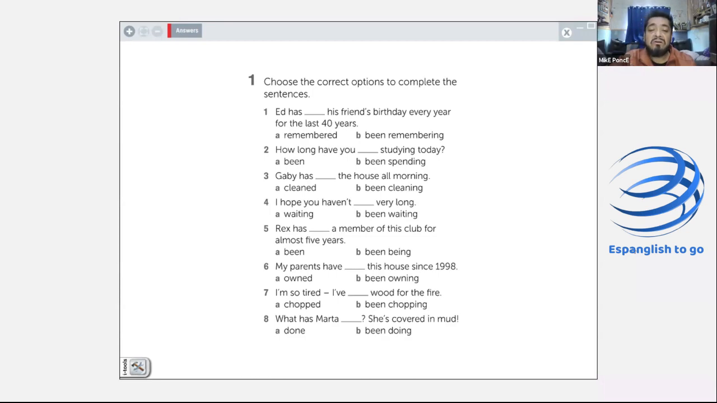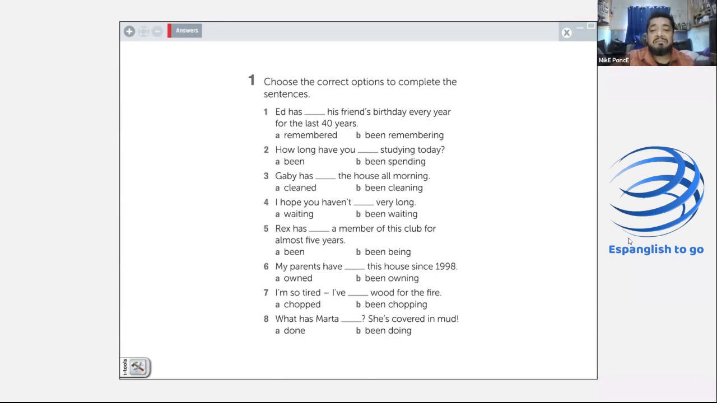Number 2, how long have you been spending studying today? Number 3, Gabby has cleaned the house all morning, or Gabby has been cleaning the house all morning. Number 4, I hope you haven't waiting very long, or I hope you haven't been waiting very long. So you have to choose the correct option to answer this exercise.